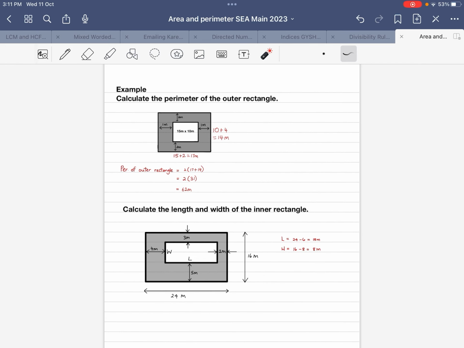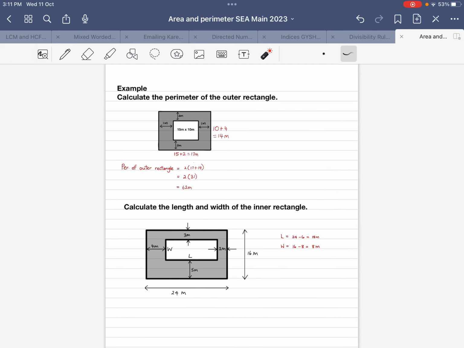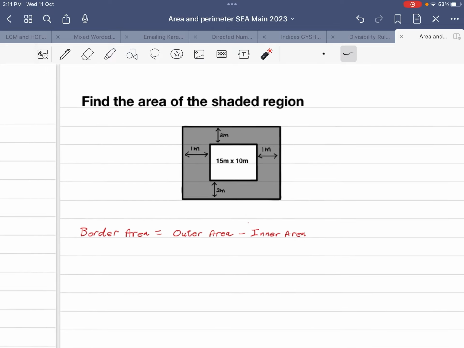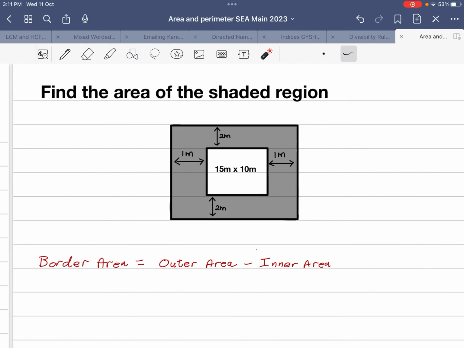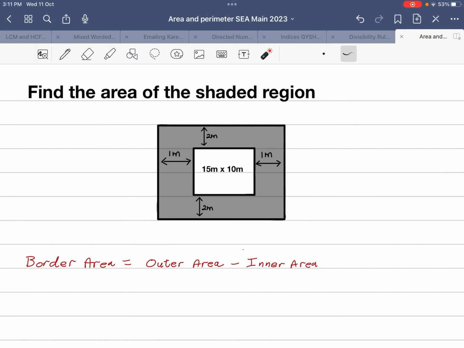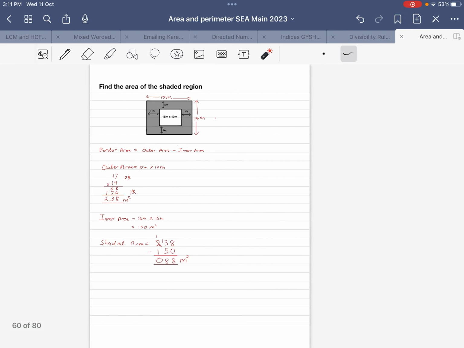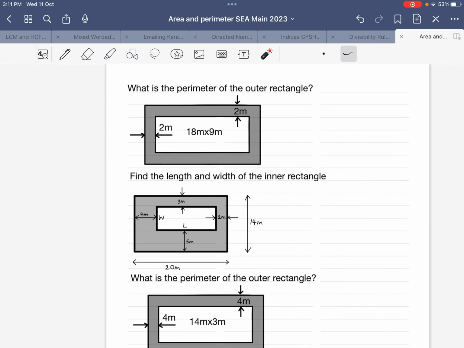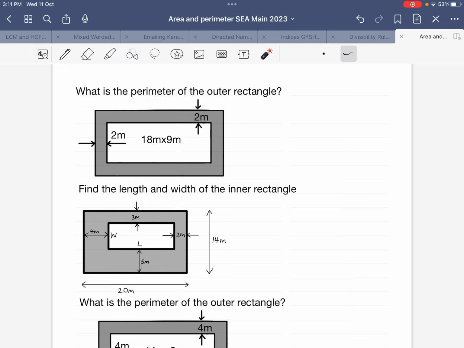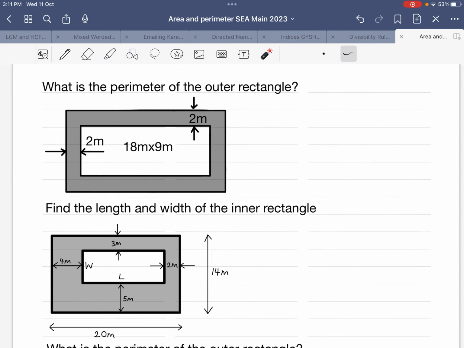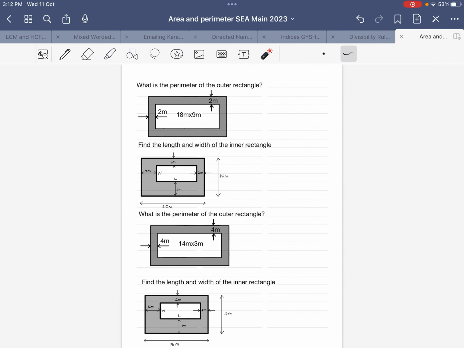So let's take a look at 2 questions. Oh, this one we have area. So let's take a look at the area question. Find the area of the shaded region. Okay, let's see if we find questions resembling the examples that we did first. What is the perimeter of the outer rectangle? So you all can go ahead and try these questions. Pause the video and attempt these.